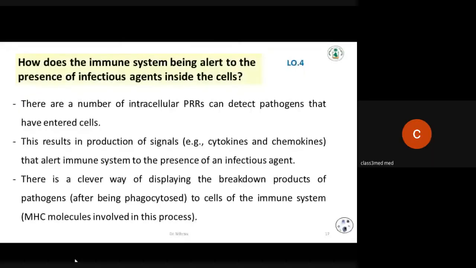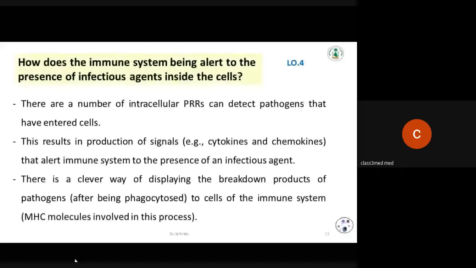There are a number of intracellular PRR, pattern recognition receptors, inside the cell that detect the production of signals. What are these signals? It's present in the key definition. You have to know the definition of cytokines and chemokines, which serve in communication between immune cells and alert the immune system that there is a pathogen inside this cell.